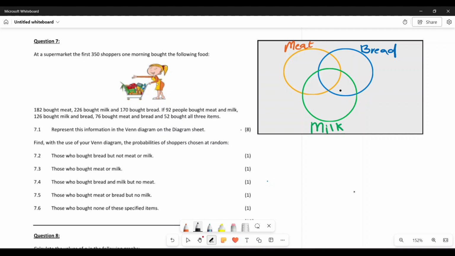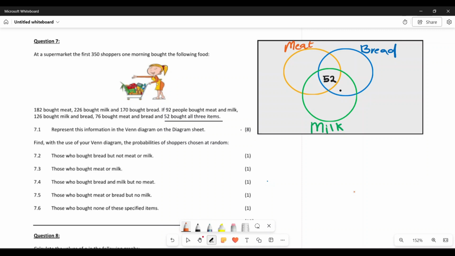Now, in a case like this, the first step is to represent the number of people who bought all three things. This is the first thing you plot inside your Venn diagram. Here they're telling us that 50 bought all three items, so I'm first going to plot the 50 where all three circles intersect. So this is my 50.